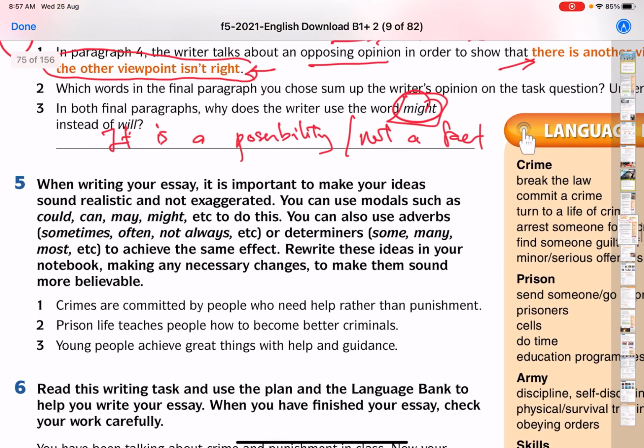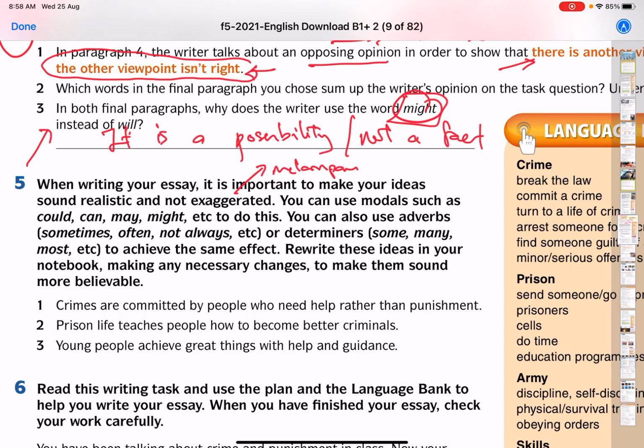Okay, so number five relates to the question in number 3 a bit, ada kaitan sikit. Okay, when writing your essay, it is important to make your ideas sound realistic. Apa tu realistic? Realistic lah maksudnya benda tu mungkin berlaku. Not exaggerated. Exaggerated ni macam melampau lah. Okay, kalau nak senang katanya drama terlebih.